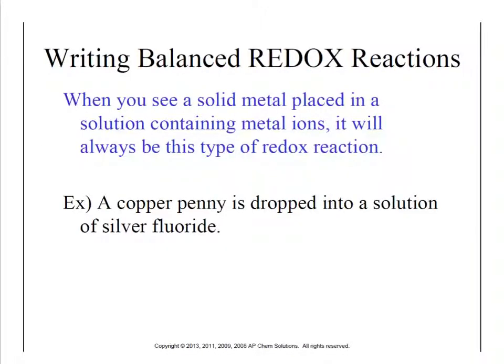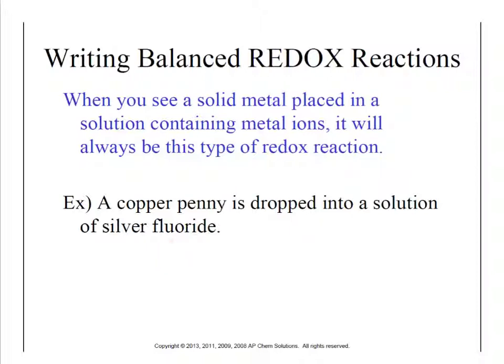Okay, so when you see a problem where it says a solid metal is placed in a solution containing metal ions, it will always be this type of redox reaction. Now, keep in mind, if it gives you an activity series and says, will a reaction occur, that's a different type of question than just asking whether it will happen or won't it happen. But if it just says a copper penny is dropped in a solution of silver fluoride, you're not given an activity series, assume this is a spontaneous redox reaction, which means a reaction will occur.